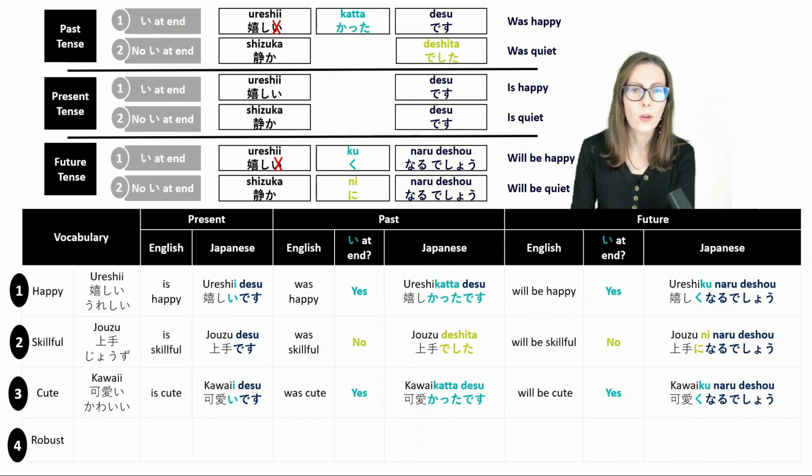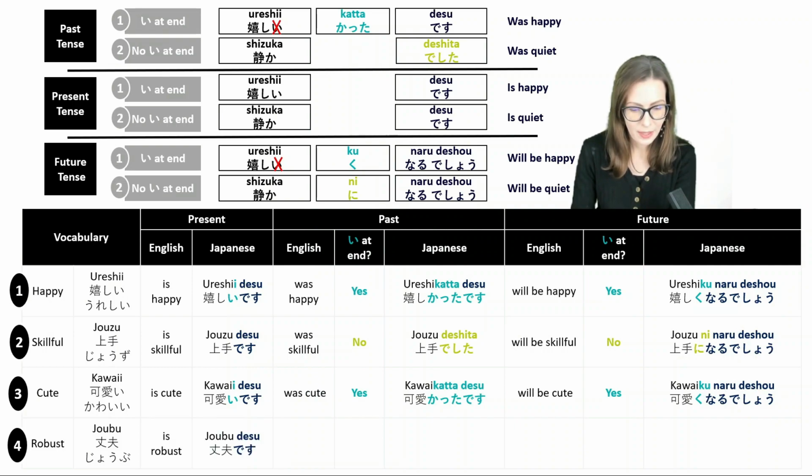Alright, so let's see the next one. How do you say "robust"? It would be joubu, right? And how do you say "is robust"? It would be joubu desu, right? And what about the past? How do you say "was robust"? Is there a hiragana i at the end? Is there one? I see none. That means we follow pattern number 2, right?